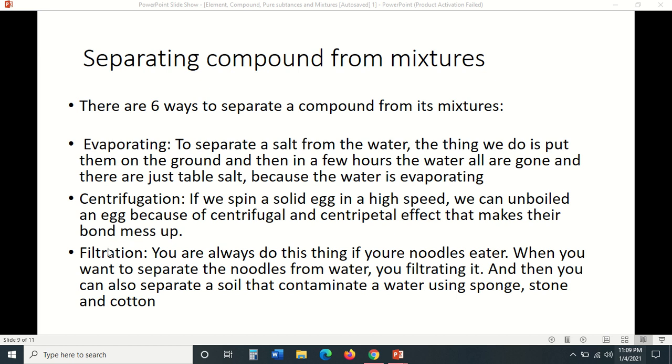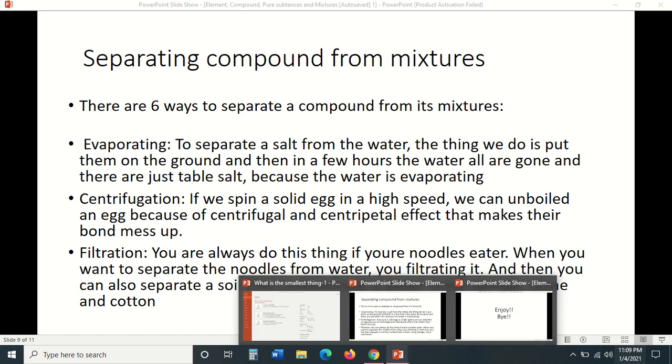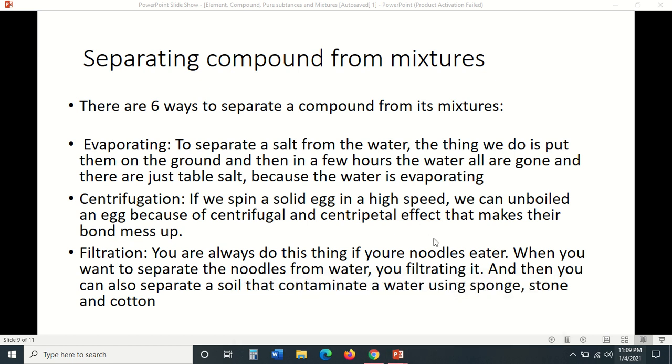And then there's also filtration. You always do this if you are a noodle eater. This is an easy example. When you want to separate the noodles from water, you filter it. And you can also separate soil that contaminates the water using sponge, stone, and carrot.